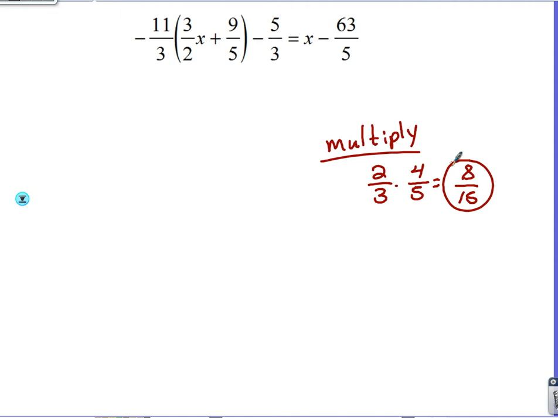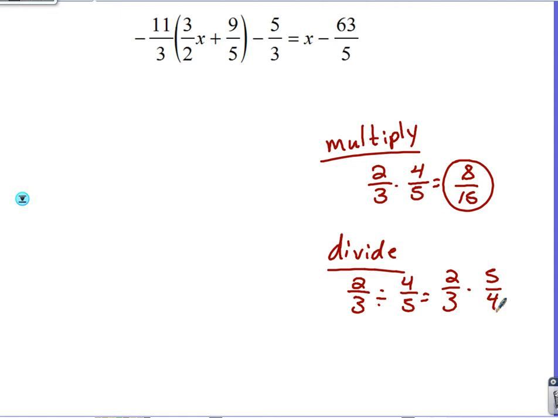To divide, two-thirds divided by 4/5. To divide, does anybody remember how to divide? It's a lot like multiplying. Now, here's what a lot of people do. They'll try to divide 2 divided by 4 and 3 divided by 5, because that's what you do to multiply. What do you do with the second one? Flip it and multiply. 2/3 times 5/4. Now, how do you multiply? Same thing. Just did it. So really, division and multiplication is the same thing.